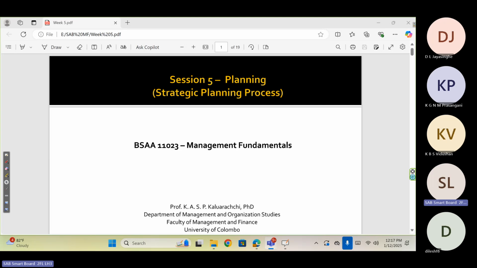This is the lesson we have to do now. Second lesson of planning, strategic planning. Online members, session 5, planning, and there we will consider the strategic planning process. Right, on the last day we completed the general planning, saying that general planning should help implement the strategic planning.